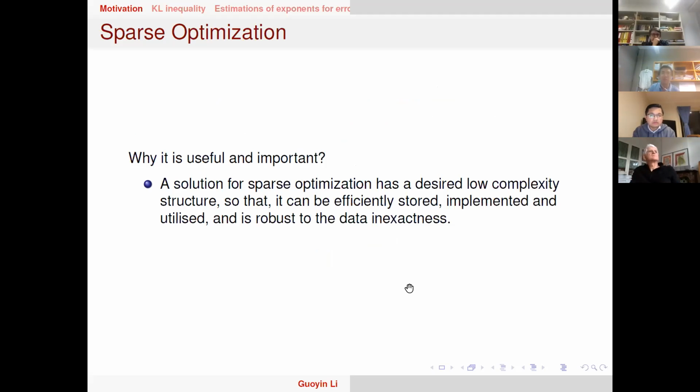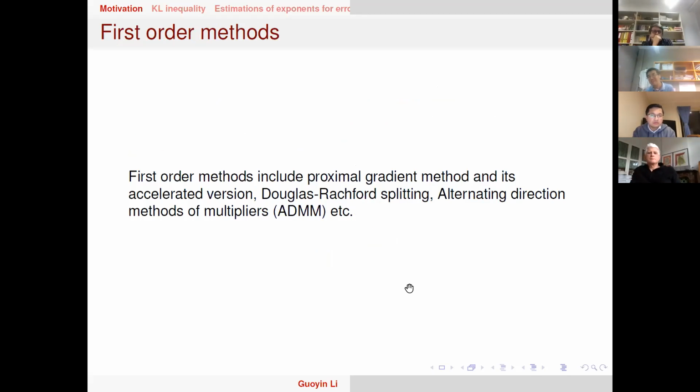Okay, so a typical method, maybe not the only method but quite popular, is to use first order methods. Basically, they are methods that only involve first order information, and they are more scalable with respect to the dimension of the problem. Typical methods include the proximal gradient method, which can also have an accelerated version, and the Douglas-Rachford splitting algorithm, and the ADMM, the alternating direction method of multipliers.